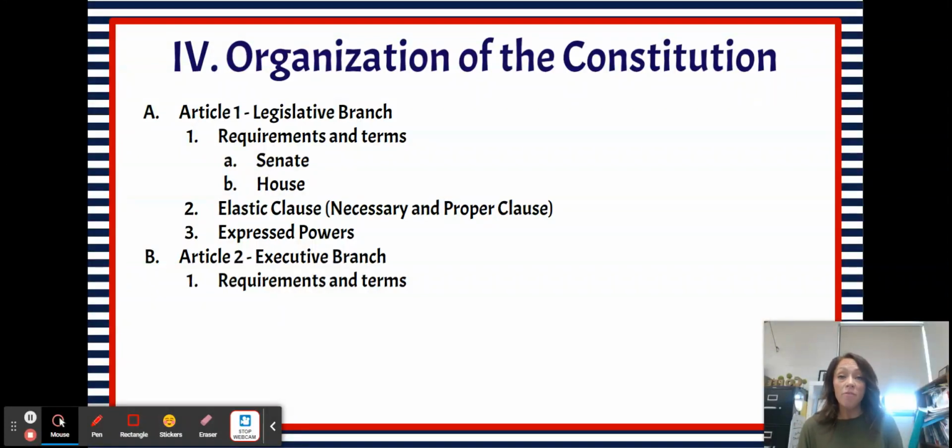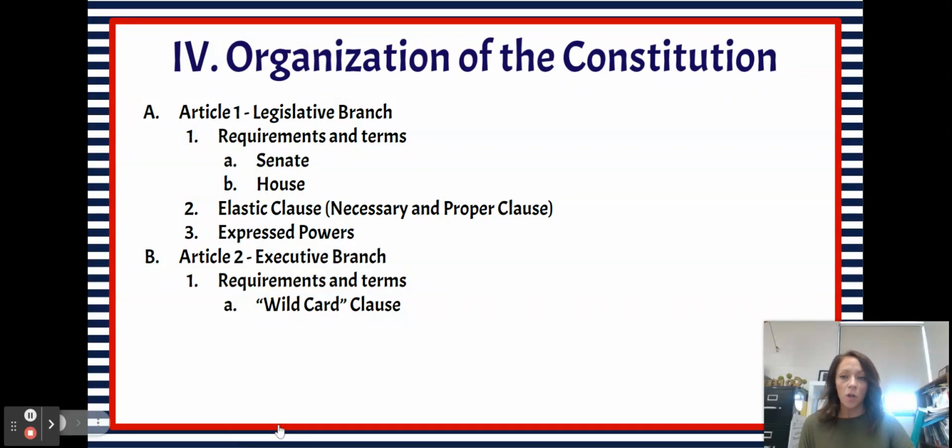So the term of office, presidents serve 4-year terms, and they can serve 2 of them, but they could also serve up to 10 years, okay? So just in your notes, put 4-year terms, 2 of them, or up to 10 years. And we'll talk more about how that works in class.